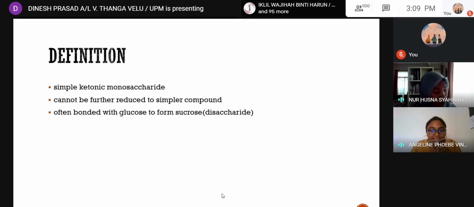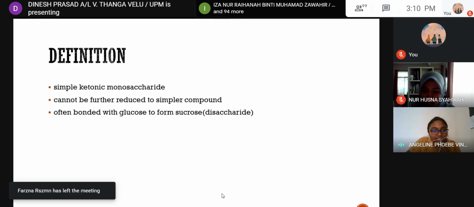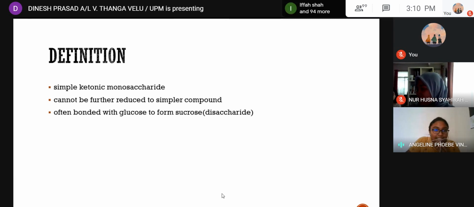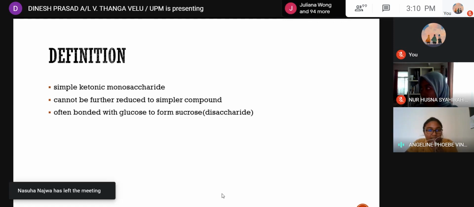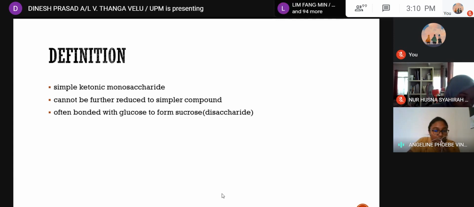Okay, I will be presenting instead of Husna. So as you can see, fructose is a simple ketonic monosaccharide. It cannot be further reduced to a simpler compound because fructose is already a monosaccharide, which means it is a monomer. It is often bonded with glucose to form sucrose. So when fructose and glucose are bonded together, they form sucrose, which is a disaccharide.